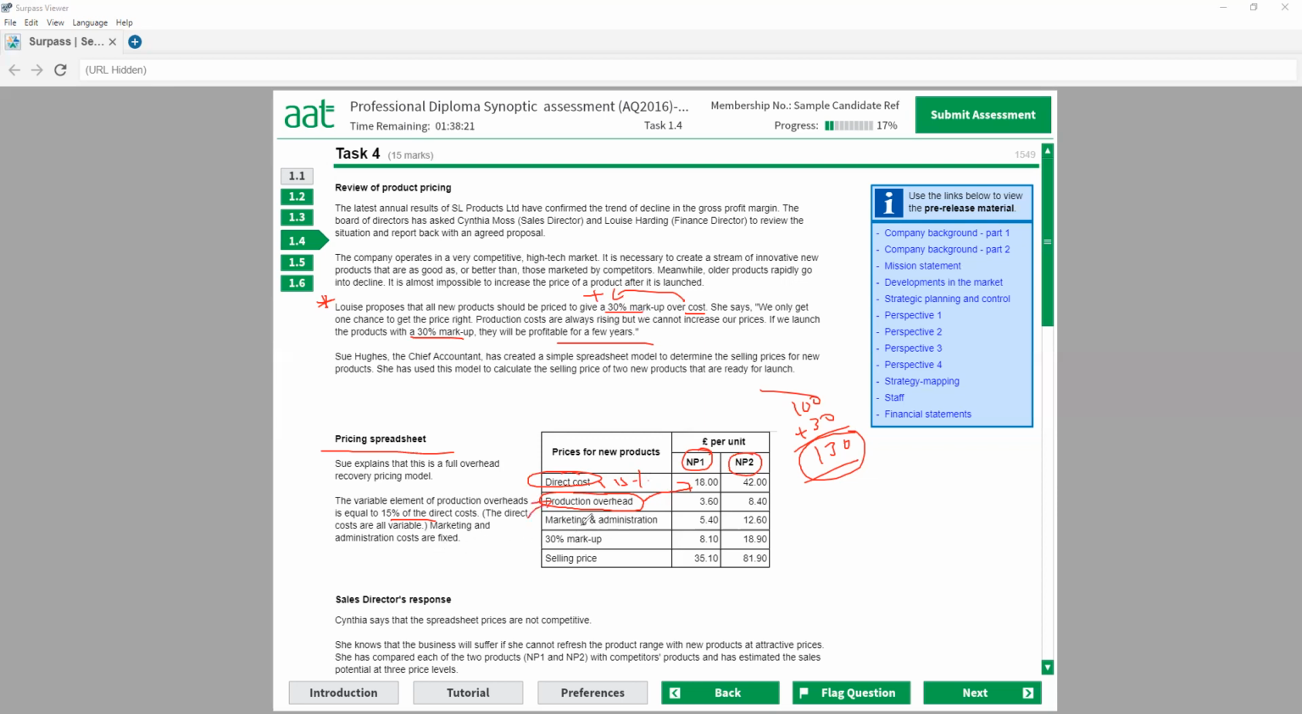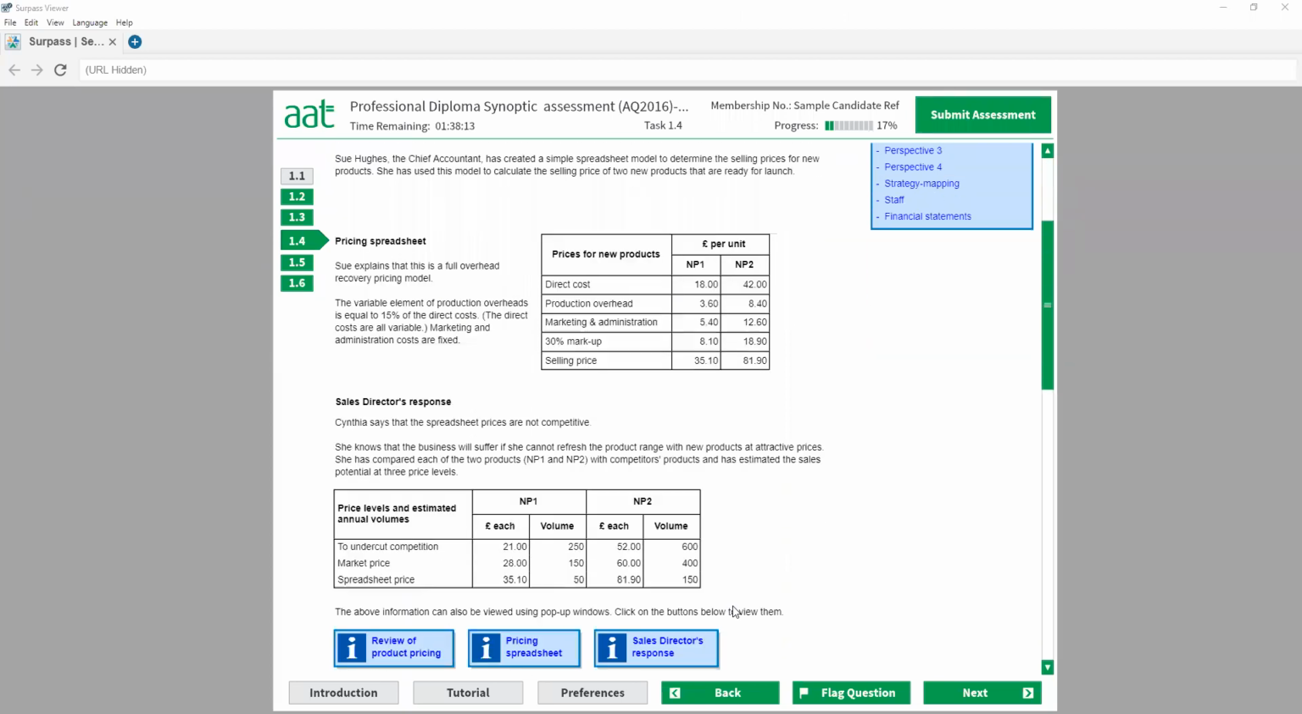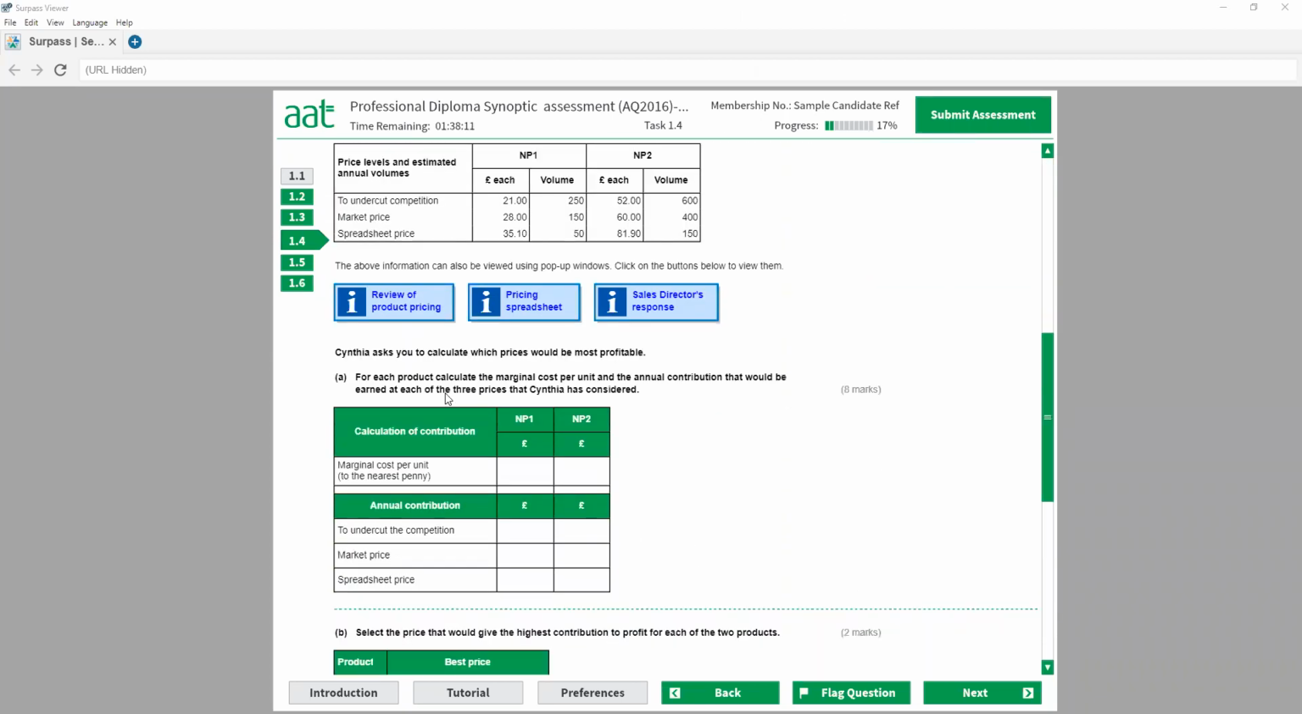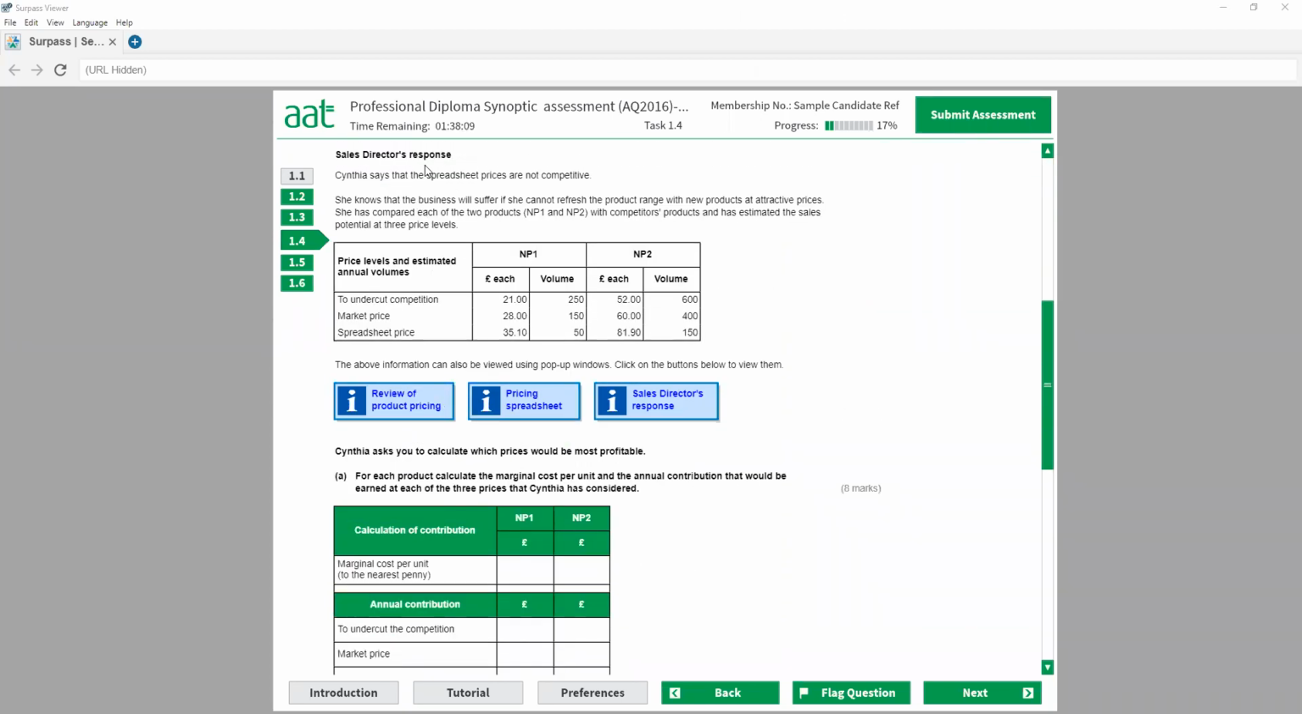Marketing and admin costs are fixed, so these are fixed. Okay, then after that we have some more information. Let's have a look at what more information we have. The sales director's response: Cynthia says that the spreadsheet prices are not competitive.